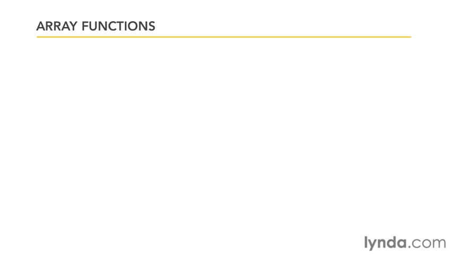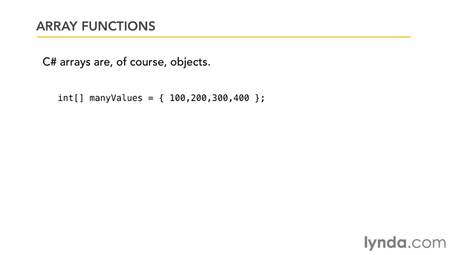Now, arrays, of course, are, just like everything else in C#, objects. So, for example, if I had this declaration here, int[] manyValues = 100, 200, and so on, that gives me an array object with 4 entries in it. So I can then do something like this. I can say manyValues dot and then call a function called GetLength. And that will come back with the number 4 because it's how many there are.